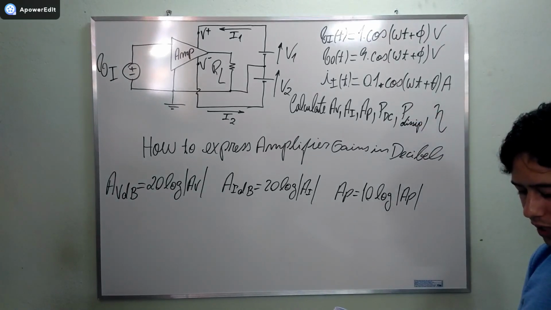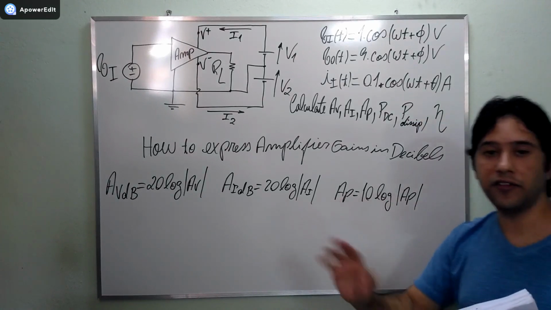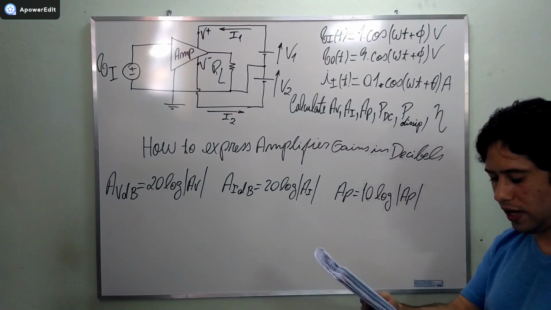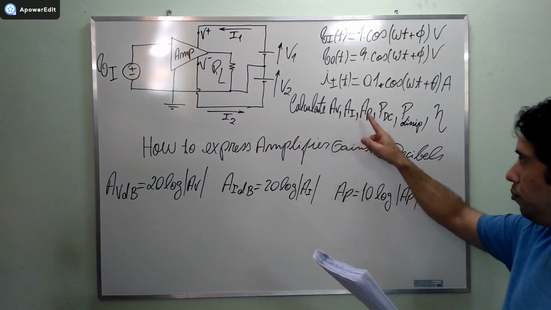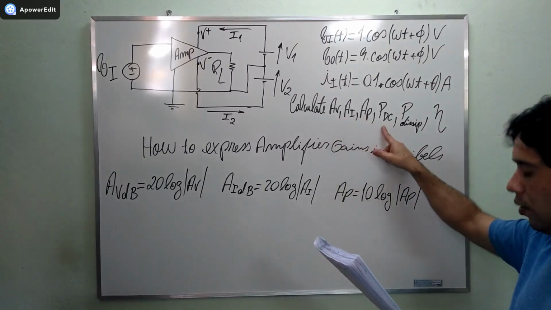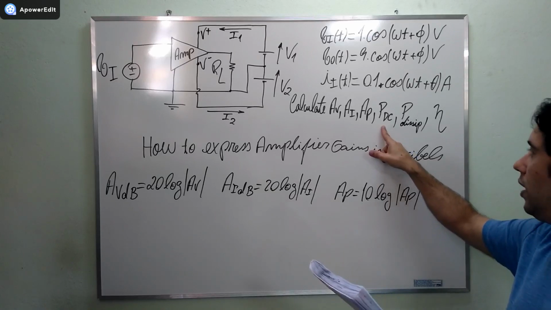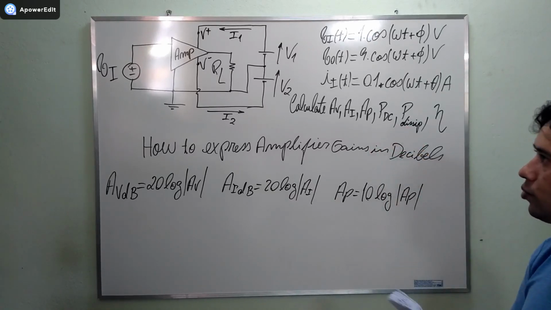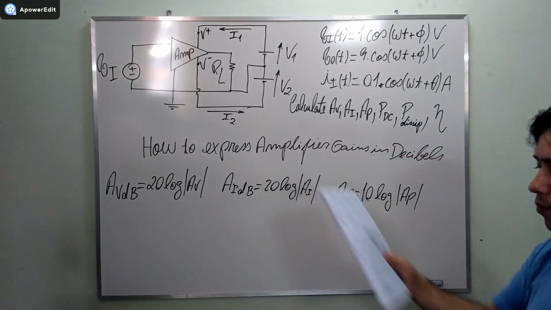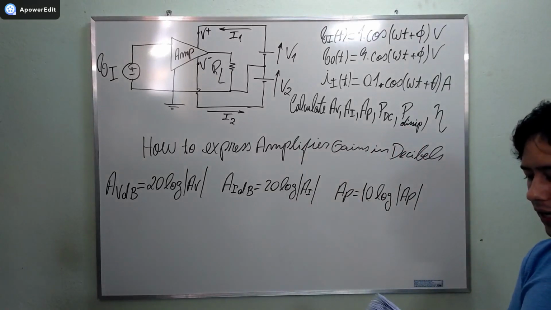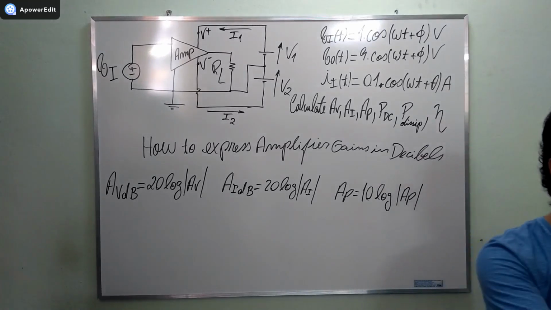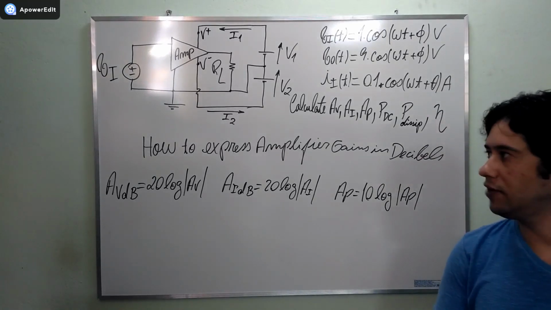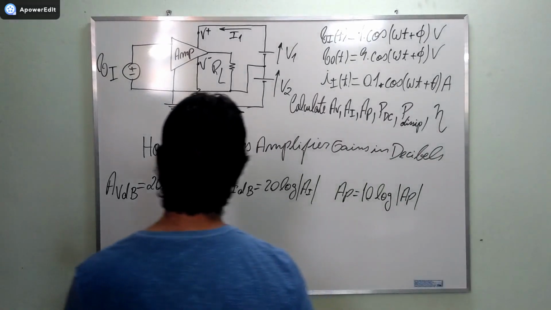So the exercise wants us to calculate the voltage gain, the current gain, the power drawn from the DC supplies, the power dissipated within the amplifier, and the amplifier efficiency. Okay, friends, let's do it. Let's solve the exercise, alright?